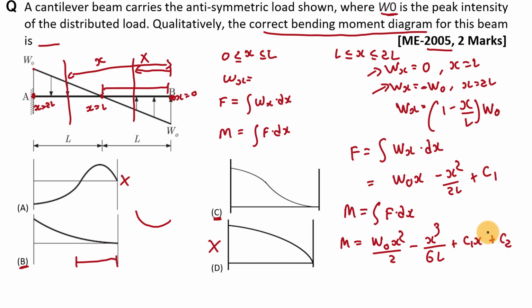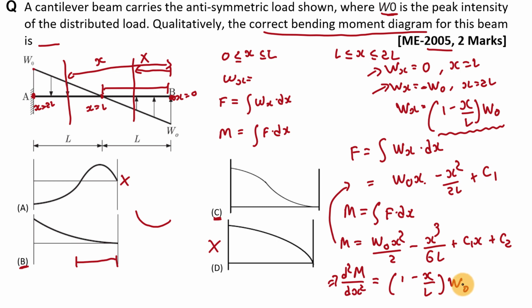Here we don't have to find out C1 and C2, because we will directly find d square M by dx square. And from here we will find the curvature of this bending moment diagram in the interval of L to 2L. Now what will be the double differentiation of the bending moment equation with respect to x? If you take the first differentiation of this bending moment equation, then it will be this equation, right? And if you differentiate this shear force with respect to x, then you will get this term. So here d square M by dx square is 1 minus x by L into W0.